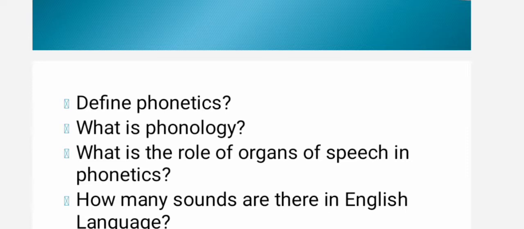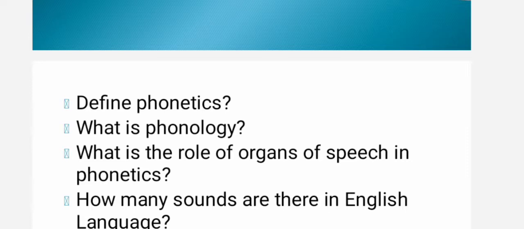What is the difference between phonetics and phonology? These terms are almost similar, but there is a slight difference. Phonetics is the scientific study of speech sounds, whereas phonology is the scientific study of speech sounds of a particular language.